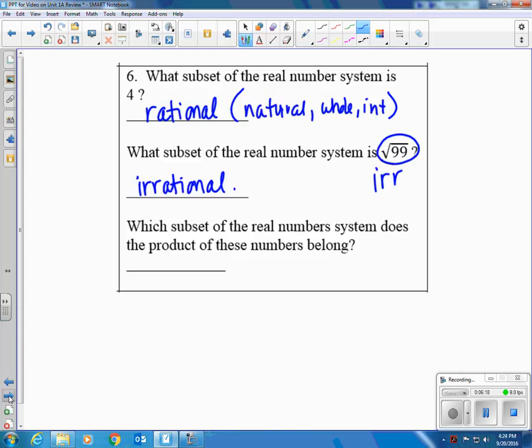Now the third part of the question says, which subset of the real number system does the product of these numbers belong? Well, product means I'm multiplying. And here's the thing. Anytime I multiply a rational number by an irrational number, I'm going to wind up with an irrational number. So that's just a little rule of thumb. It also would be the same if you were adding. Anytime you're adding a rational number and an irrational number, you're going to get an irrational number.